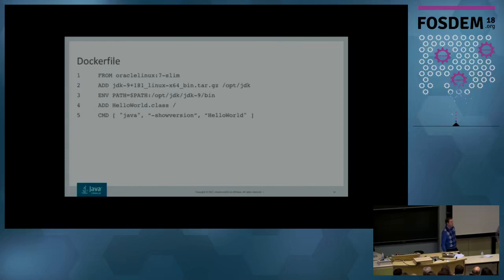So generally, that 3, 4, 5 line Dockerfile is pretty minimal, and there are tools as well to squash your images into a single layer if you really need that performance.